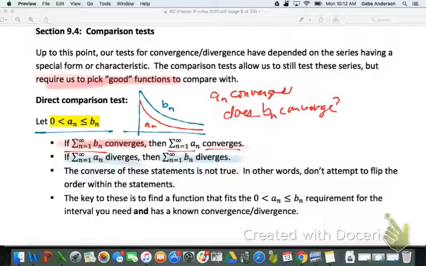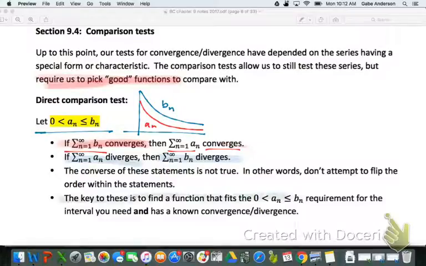So if we find ourselves in this situation, what that means then is we picked a bad comparison. We need to pick a better comparison. Fair enough? Okay. So I'll say it again. The key is to find a function that fits that requirement and is something that you know about, right? Do you know the convergence? Do you know the divergence? And so stop and think for a second. The last thing is pretty key there. And has a known convergence or divergence.